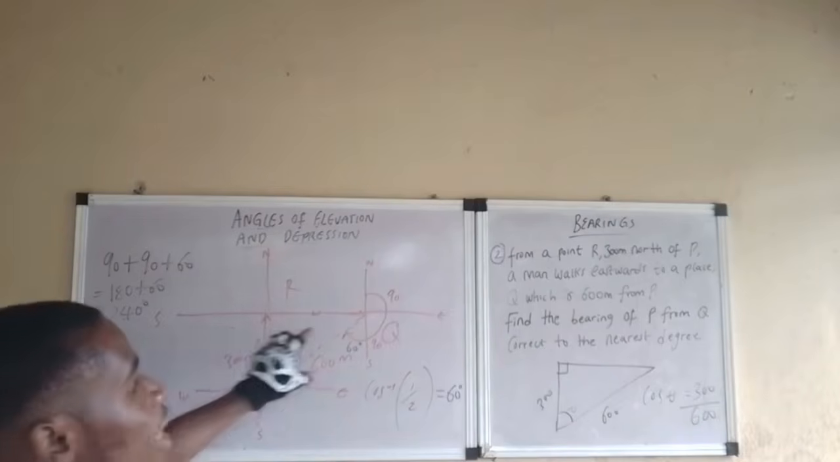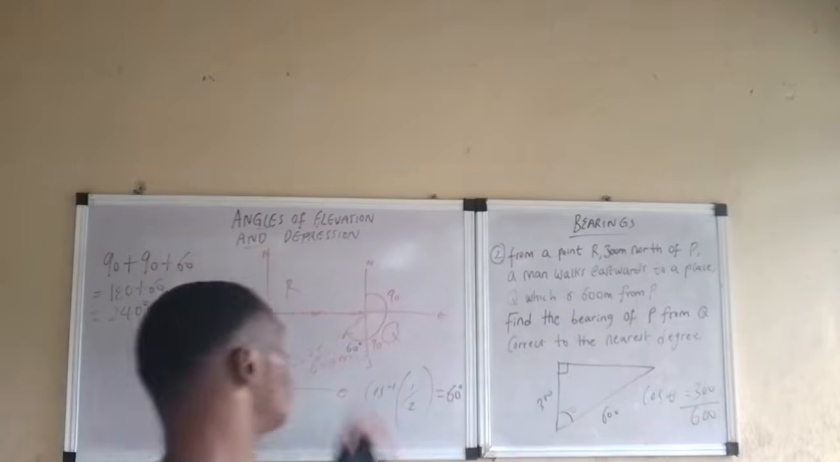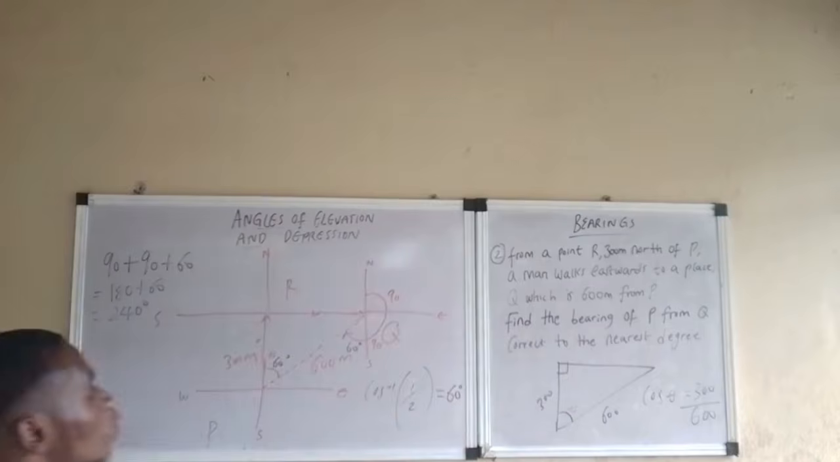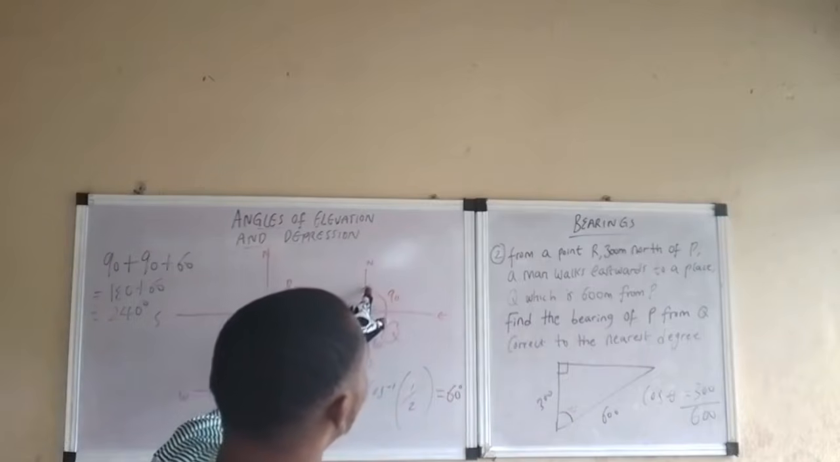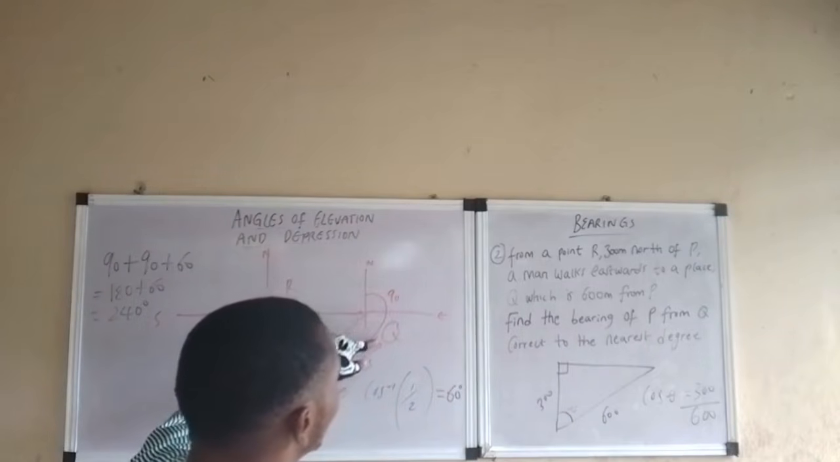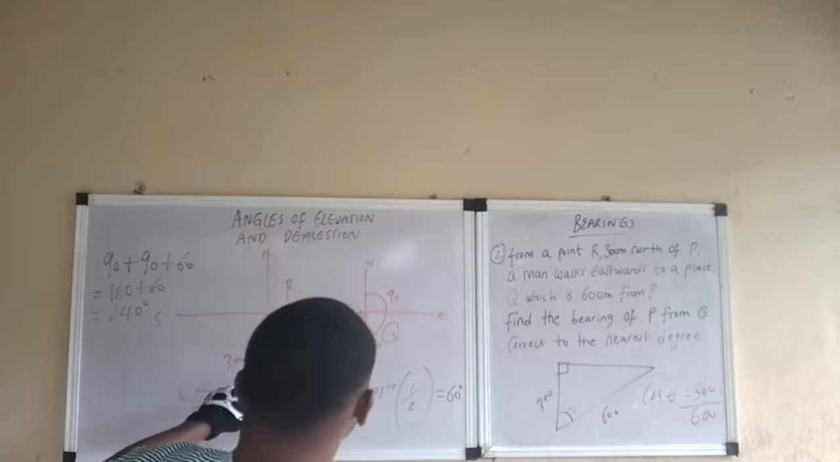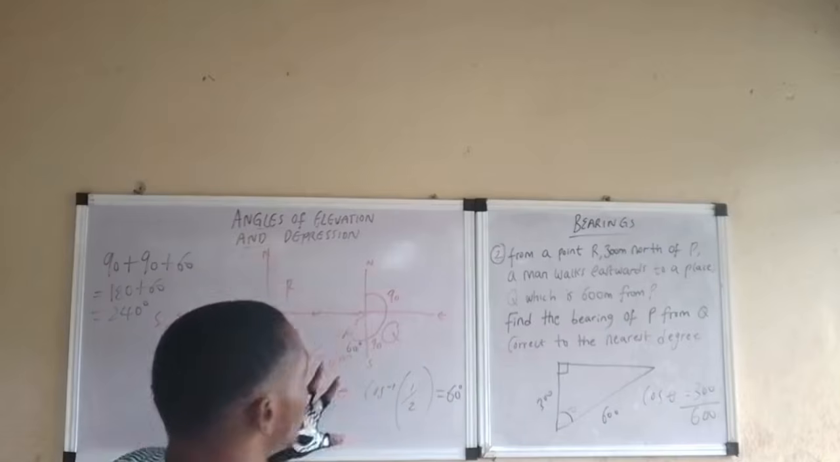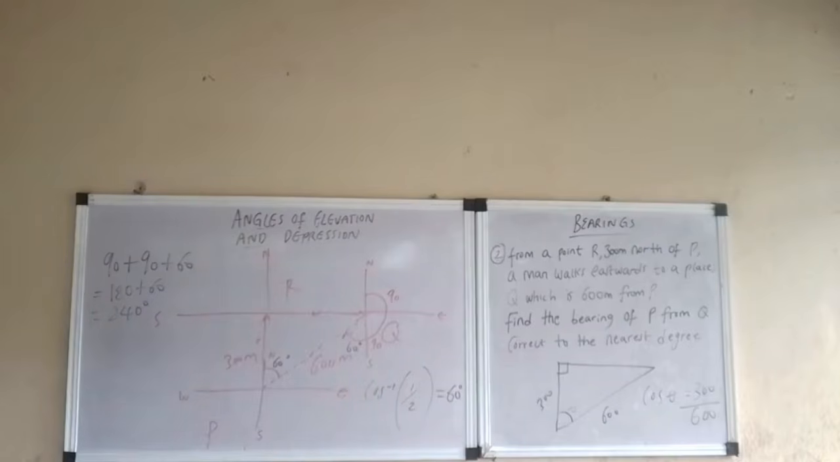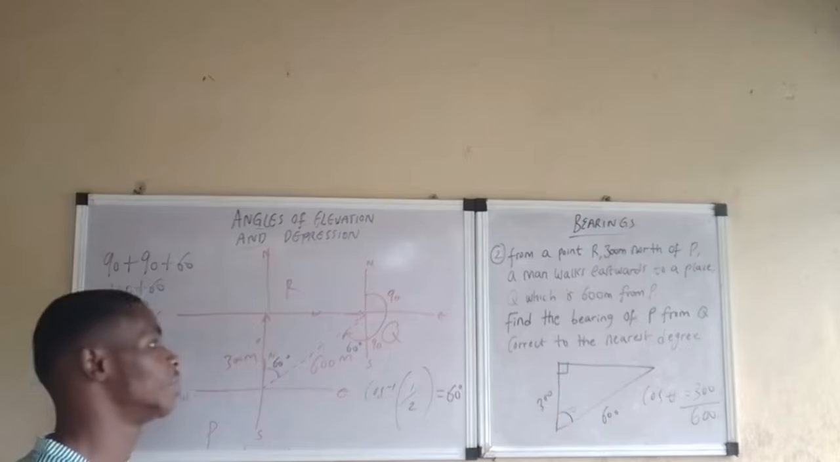Do you understand? But now the question says find the bearing of P from Q. So from point Q, what is the bearing starting from the north position to where this line goes through point P? That is the total distance. Do you understand? So that is the way you get the bearing.